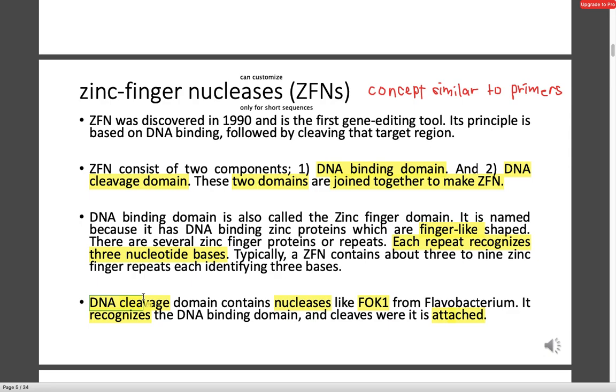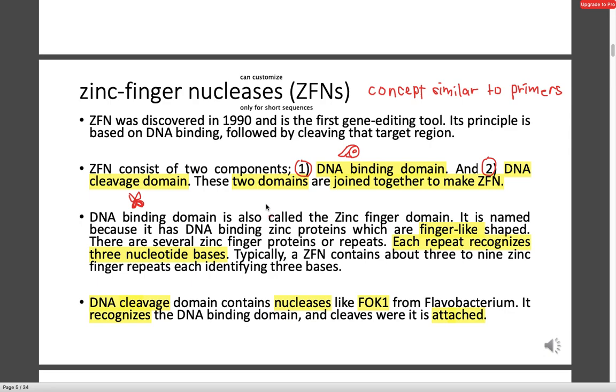So I'll try to read only what is important. Alright. So you need to know that the ZFN consists of 2 components. The first one is DNA binding domain and the second one is DNA cleavage domain. So it has 2 domains, one for binding, one for cleaving. Alright, and then these 2 domains are joined together to make a ZFN. So if people ask what a ZFN is like, it has 2 parts, one consists of binding domain, the other one consists of cleavage domain. Alright, then DNA binding domain is also called zinc finger domain.